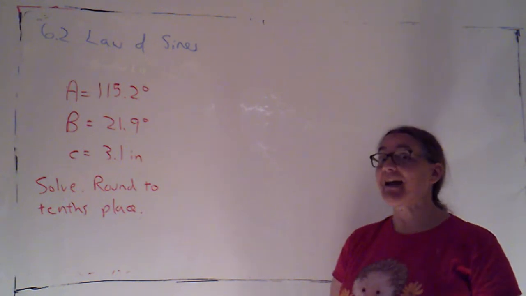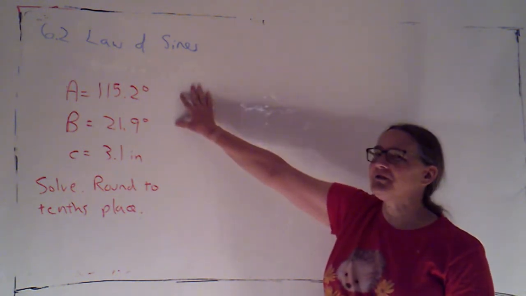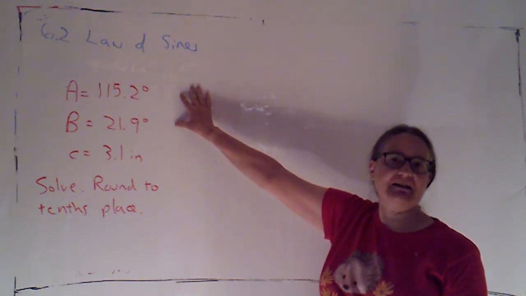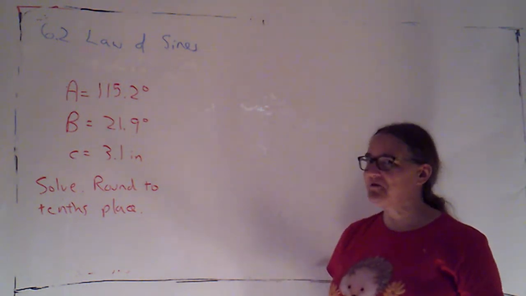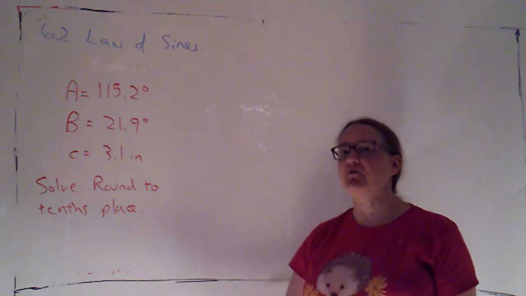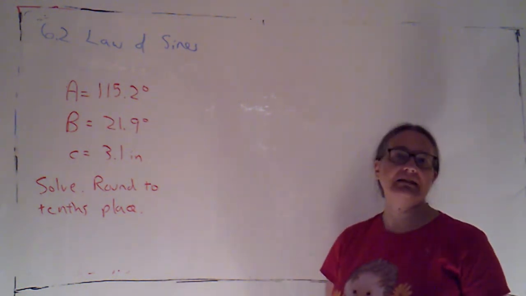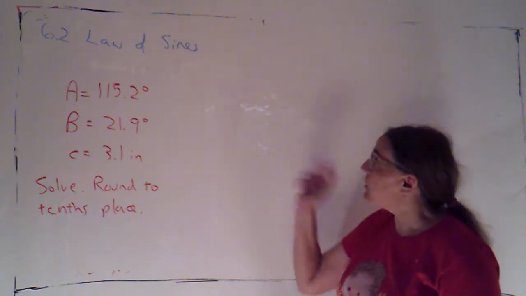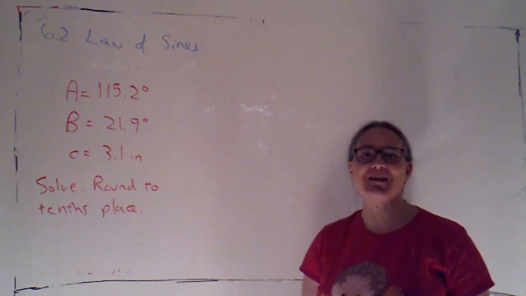Okay, but if you know two angles of a triangle, you know the third one because they add up to 180 degrees. So anytime you know two angles, you actually know the third one, and if you know any sides, then you can use the law of sines. Okay, so go ahead and give that a shot, pause the video, and then we'll go through it together.